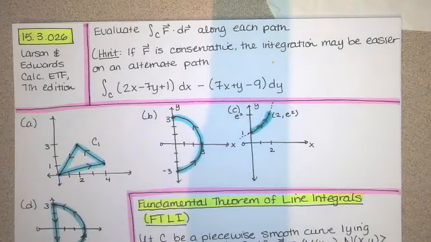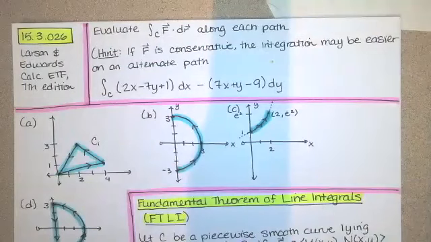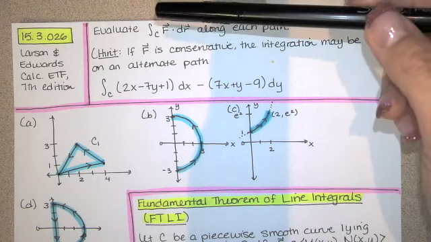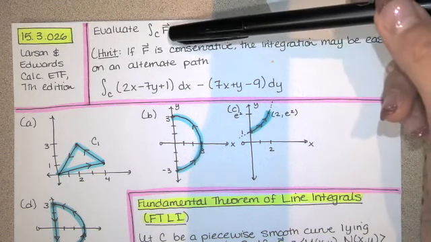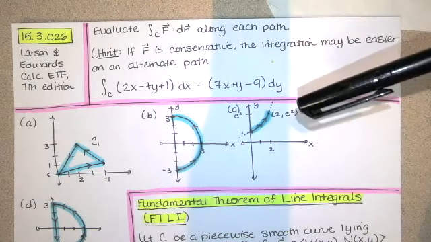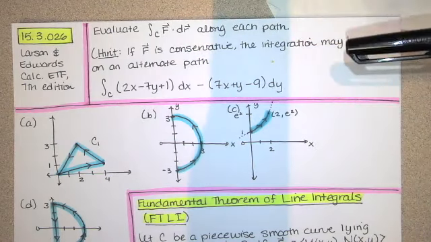Hello, welcome back. In this video, we solved problem 15.3.026 from the Larson and Edwards Calculus Early Transcendental Functions text, 7th edition. We're asked to evaluate this line integral of a vector field over a curve C for several different paths C.